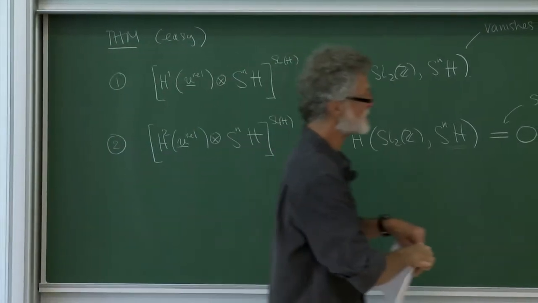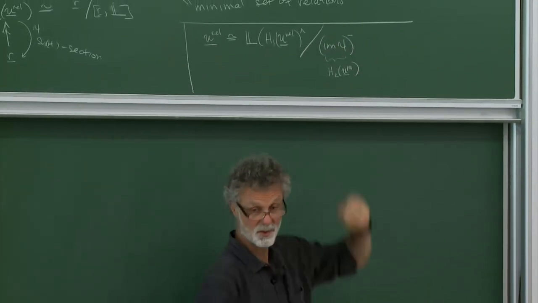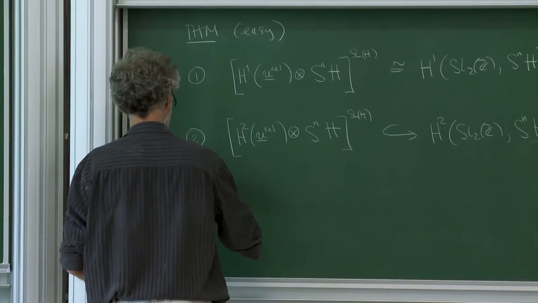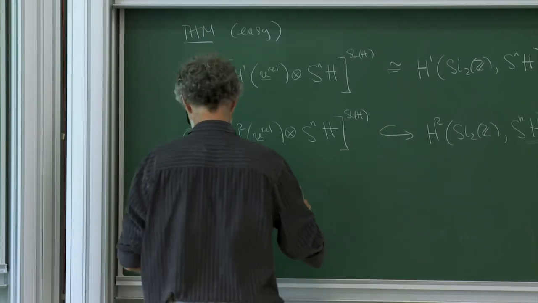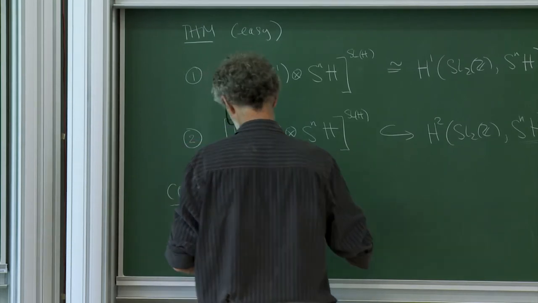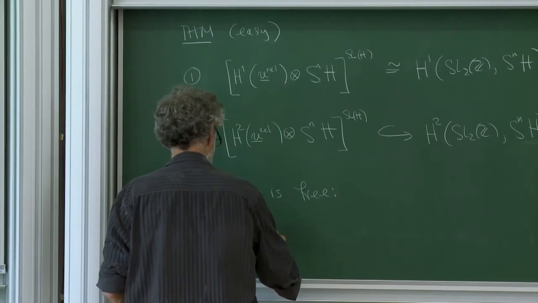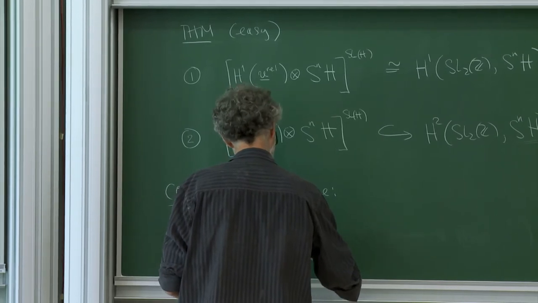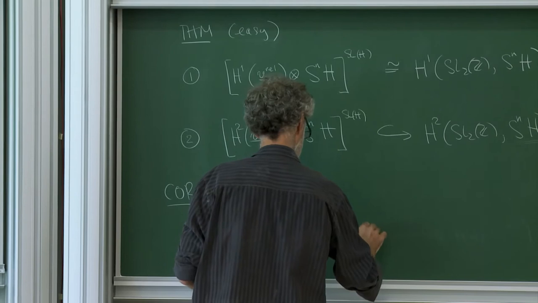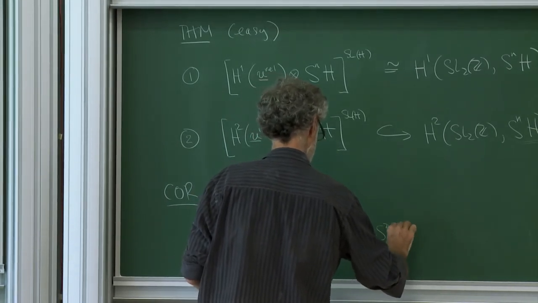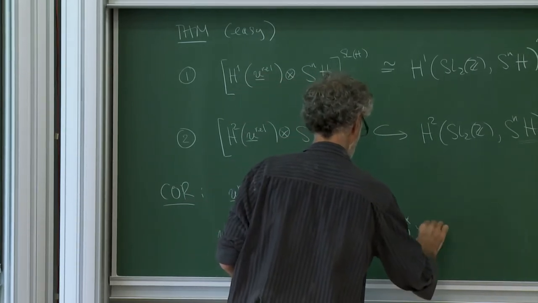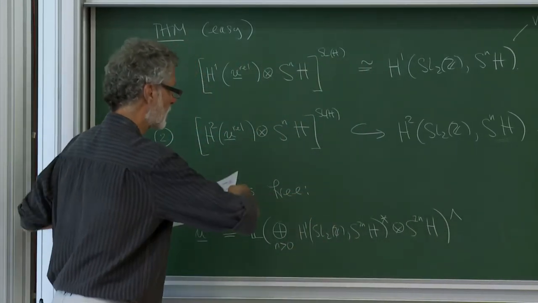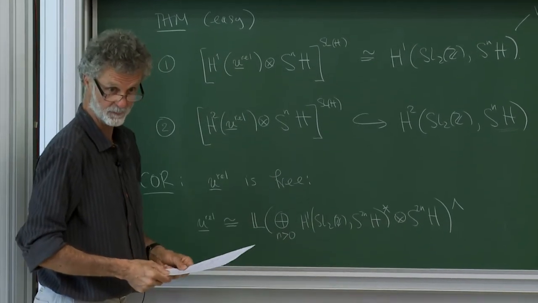So what's this telling us? It's telling us that H2 is 0, so there are no relations. So it's telling us the unipotent radical is free. Corollary: U rel is free. So U rel is isomorphic, but not naturally isomorphic, to the completed tensor of the dual. And you have to complete: you have to look at all the finite dimensional nilpotent quotients and take their inverse limit.